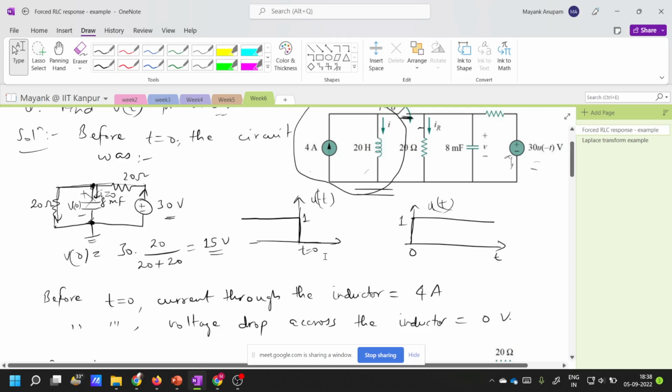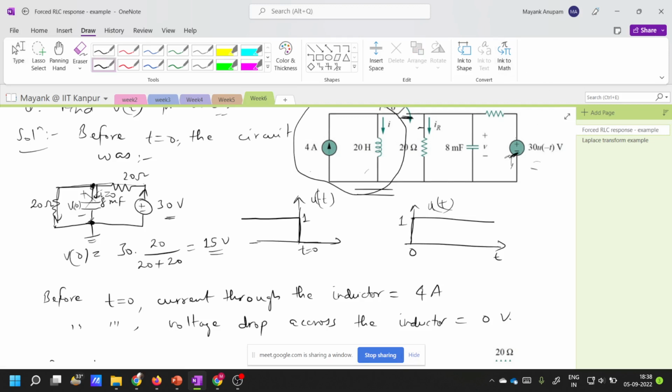Student: When t is greater than 0 my voltage will be 1 volt, but before that it will be 0 volt, sir. No, no, not that. This is u of t, but this is u of minus t here, right? U of minus t looks like this. Before t is equal to 0 it is equal to 1, and after t is equal to 0 it is equal to 0. Okay, is it clear now? Yes. So this voltage source here is not present after t is equal to 0.